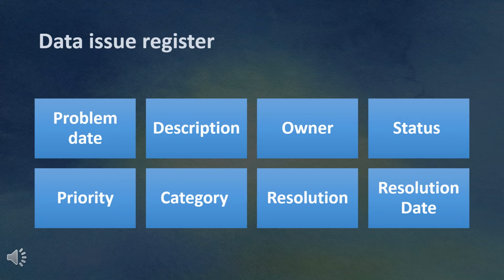Category. Use categories to group related issues. Resolution. Document the steps towards resolution in this field. Include the date for each update and by whom. Resolution date. Record the date the issue was resolved in this field. If you have any supporting evidence, such as report outputs, screen captures, and emails, be sure to attach these to the problem to create a comprehensive history of the problem.